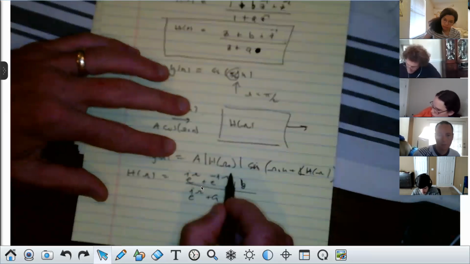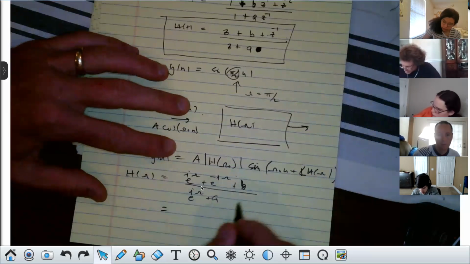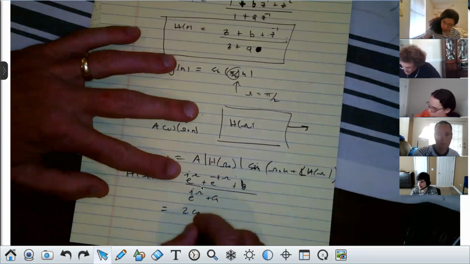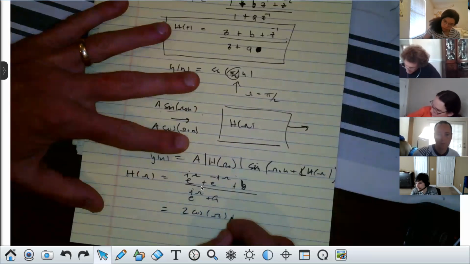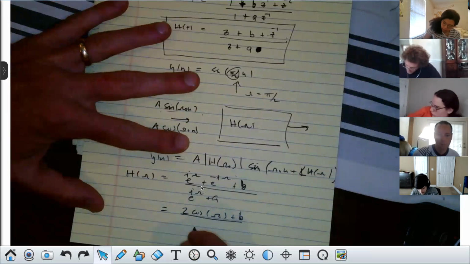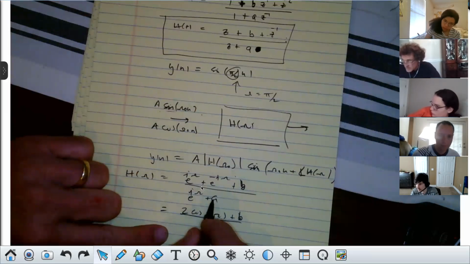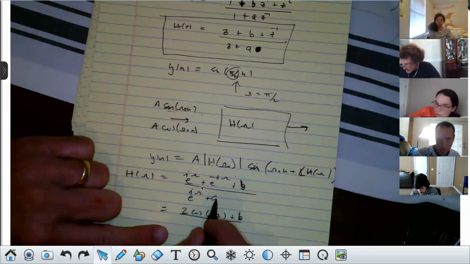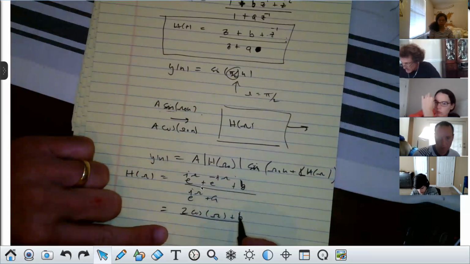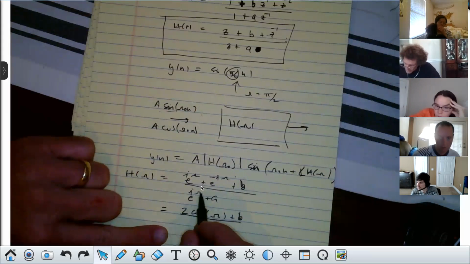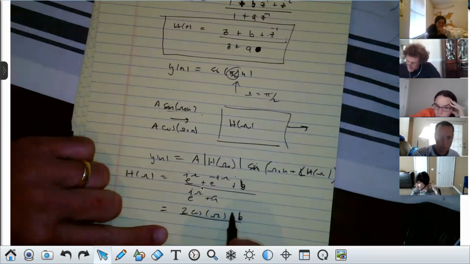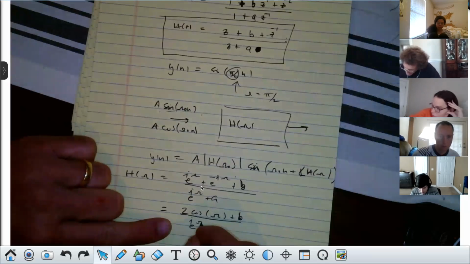Now, this I can go a couple of different ways, but I can say that's 2 times cosine of omega plus b over, and if I wanted to be clever, I could fool around with this and pull out an e to the j omega over 2, and e to the j omega over 2 plus a e to the minus j omega over 2. But I'm going to leave that alone for now. And I have e to the j omega a.